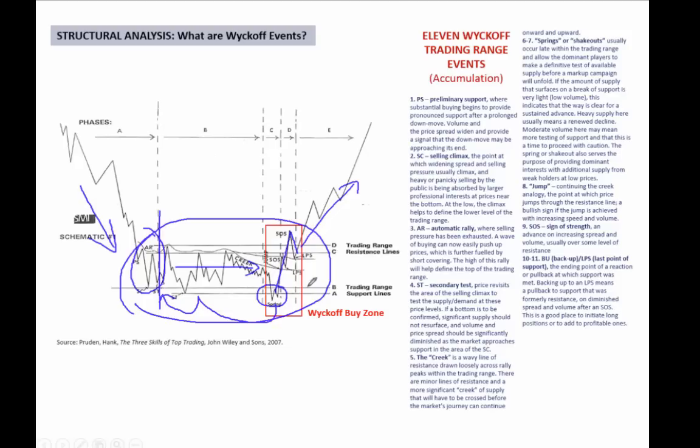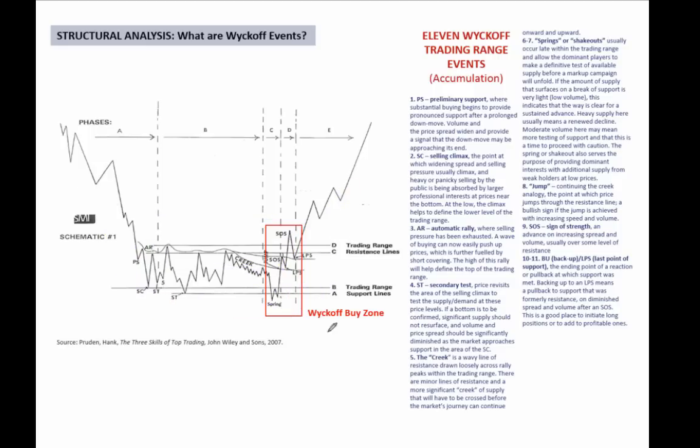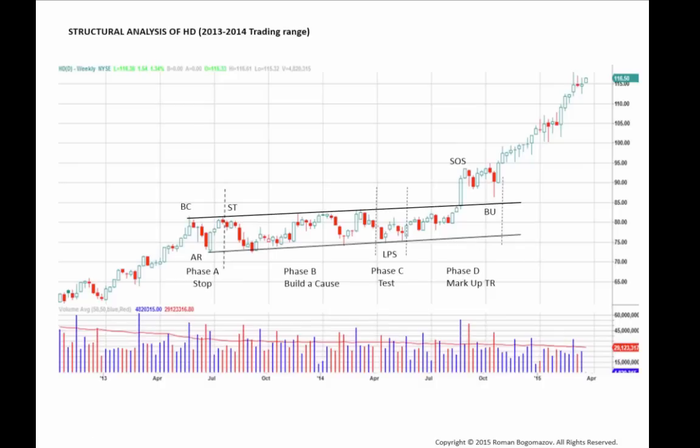If we can identify those phases and those events in consolidation, we can establish a position in what Wyckoff called the buy zone. So all of this right here is a buy zone. So we want to buy as the price is being marked up through the trading range and then slightly out. So let's look at our case study, Home Depot. Right here, this is the weekly, the same trading range, but just weekly.